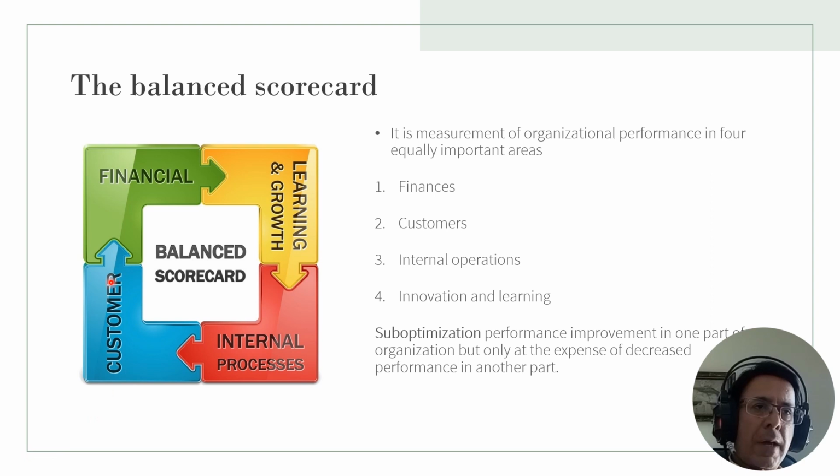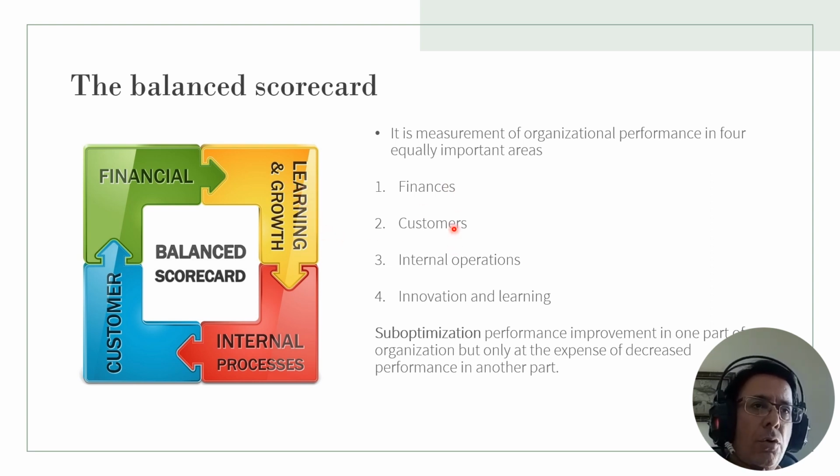Now this is the balanced scorecard. What is a balanced scorecard? It is a measurement of organizational performance in 4 equally important areas. As the name says, balanced, it means there are 4 important areas, and all these 4 areas must be balanced. Or we may say that organizations have to give equal attention to all these 4 areas: financial requirements, learning and growth, internal processes, and customers. They are all equally important. Organizations that focus more on one, for example financial resources, may do so at the expense of other resources. So the other departments may be badly affected.